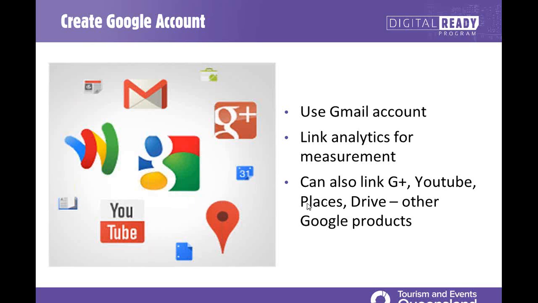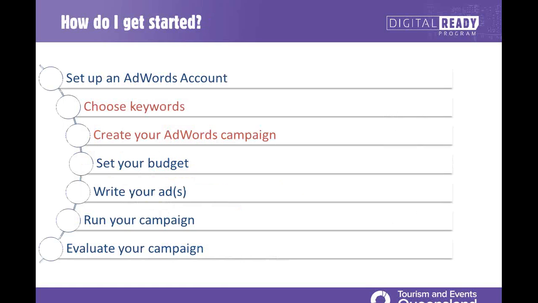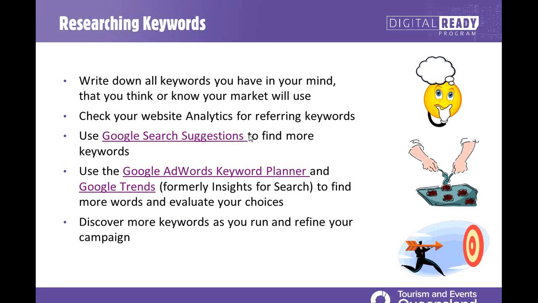Google+, YouTube, Google Places, Google Drive, any other Google products that you have, it's probably a good idea to try and keep them to the same Gmail address or the same Google account, because that way you can link all of the measurement from all of your accounts and see what's really working for you and what isn't. So anyway, we created a Google account, which is a Gmail. And then the second step, once we've set up our account, we choose keywords and we create our AdWords campaign.